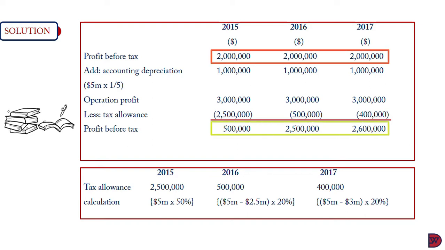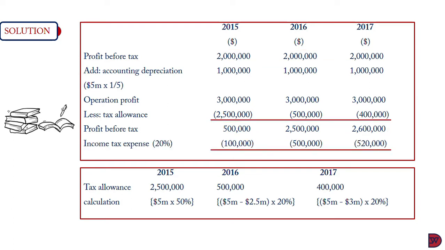So now watch the profit before tax for taxation and the one we had using the accounting policies. We realize that for 2015, accounting gave us 2 million, tax is giving us 500,000. 2016, accounting gave us 2 million, tax is giving us 2.5 million. 2017, accounting gave us 2 million, tax is giving us 2.6 million. These are the differences that exist purposely because of the depreciation of the asset that was bought.